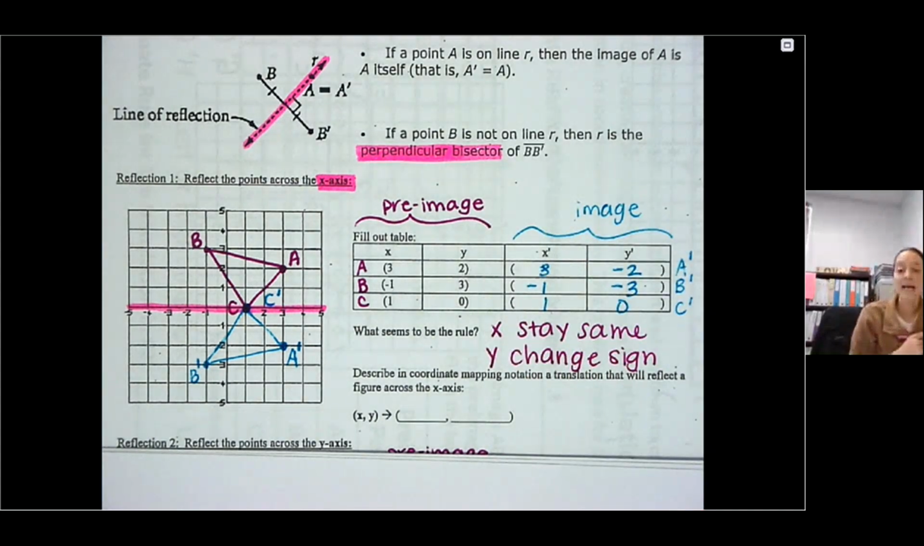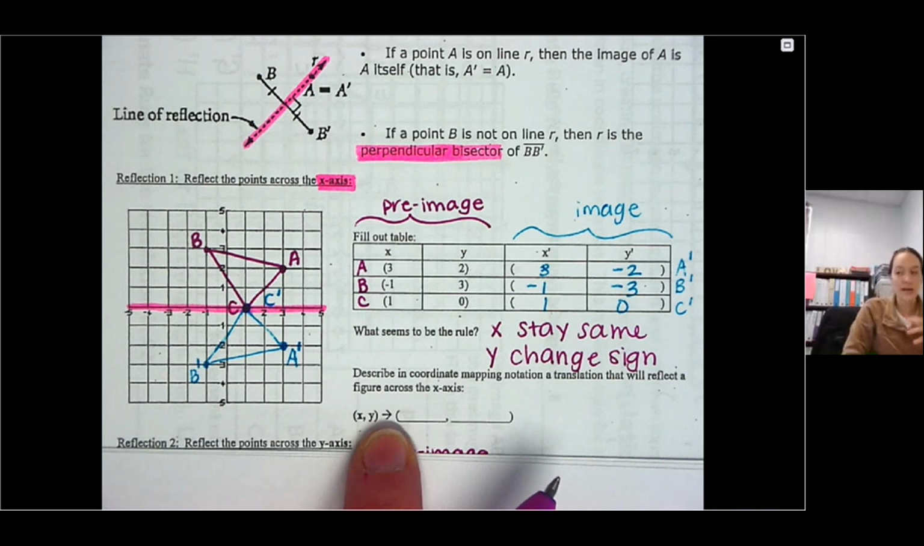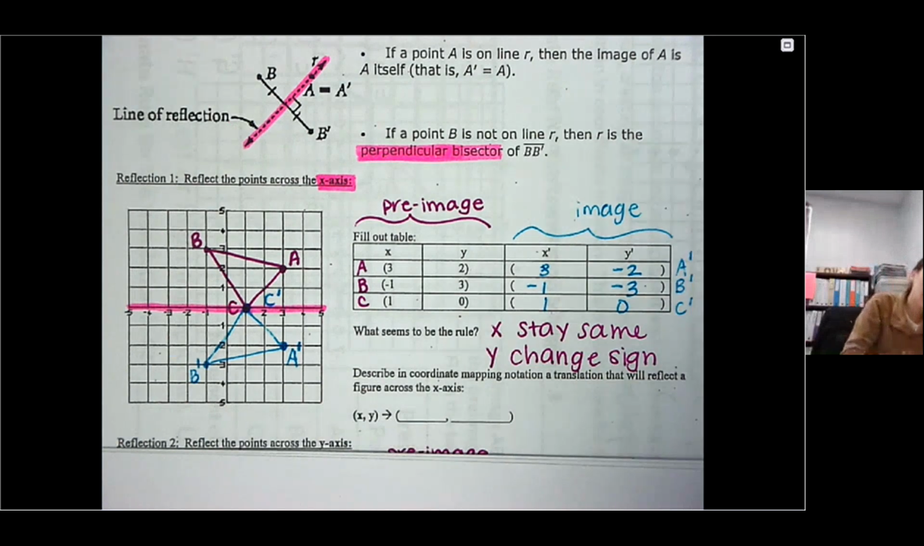So when I write this as a mapping notation or as a rule, we write it as XY implies, or XY yields, or XY becomes, however you want to say it. XY becomes: my x stays the same, so I leave it as x, and my y changes sign, so I put a negative sign in front of it. That negative does not mean make it negative, it means change the sign. If it was positive, make it negative. If it's negative, make it positive. So there's our first reflection over the x-axis.